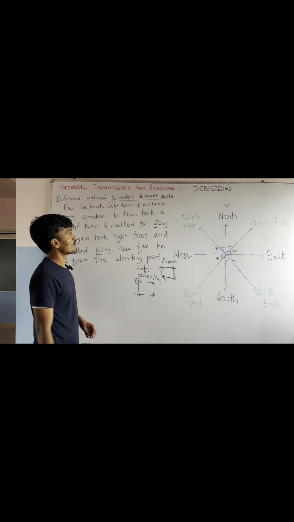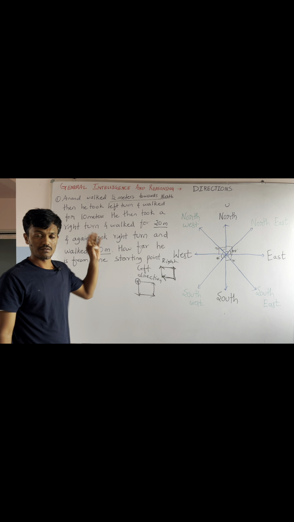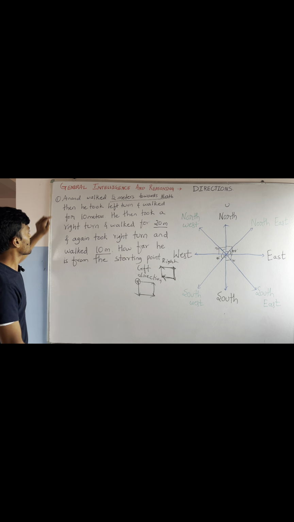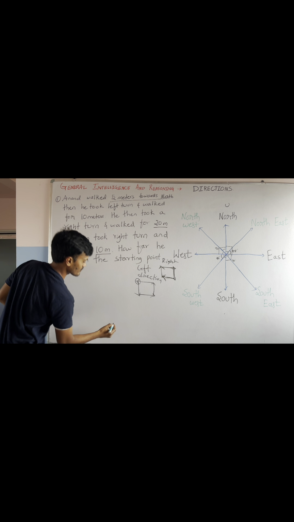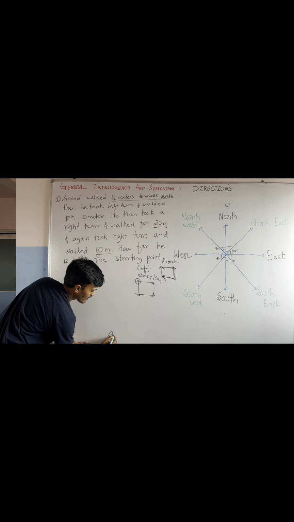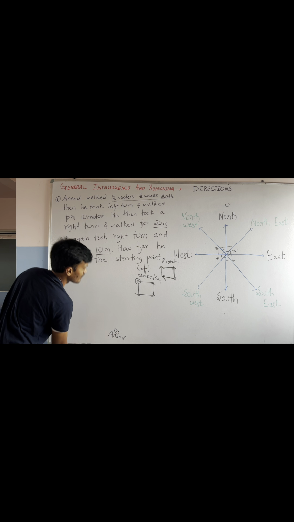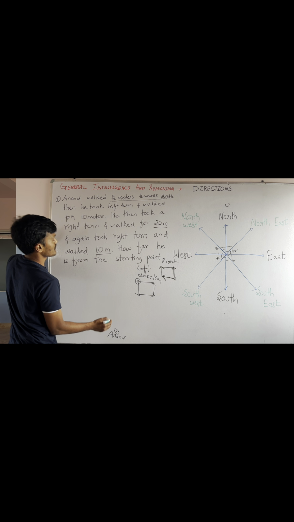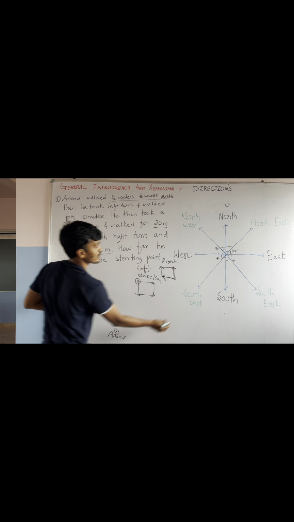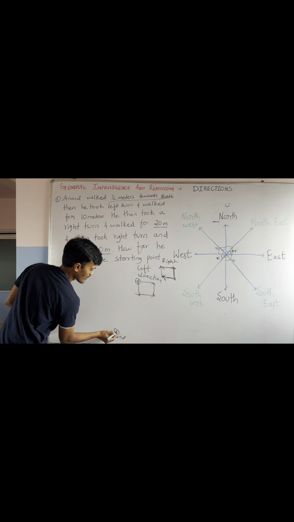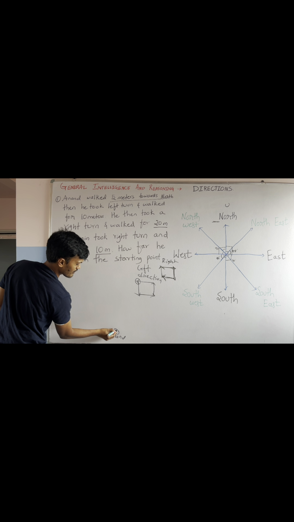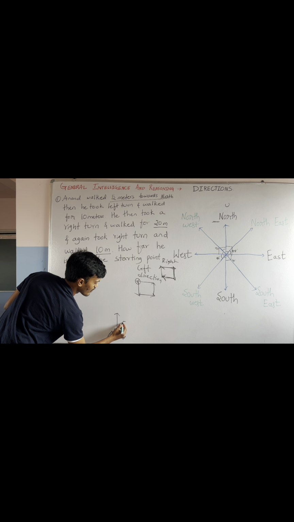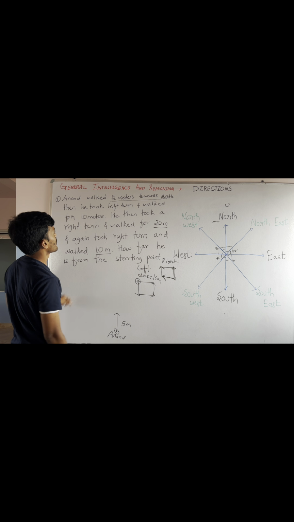Okay, so now we will move on to the first question, which is: Anand walked 5 meter towards north. Here there is an Anand point. He is moving north, in the sense the upward direction. It is 5 meter. Now let's write 5 meter.